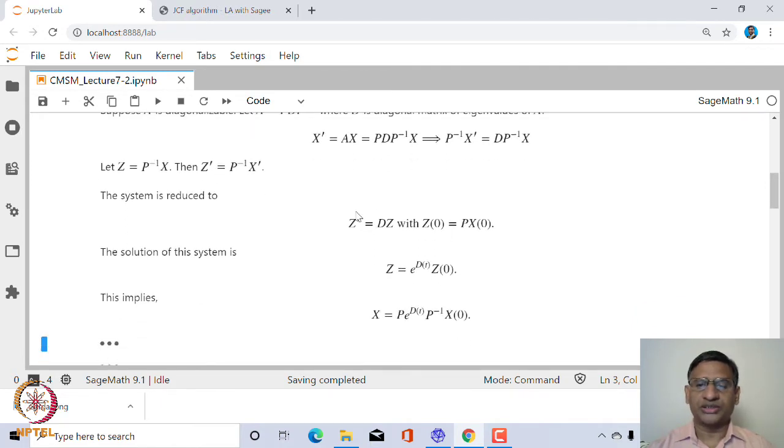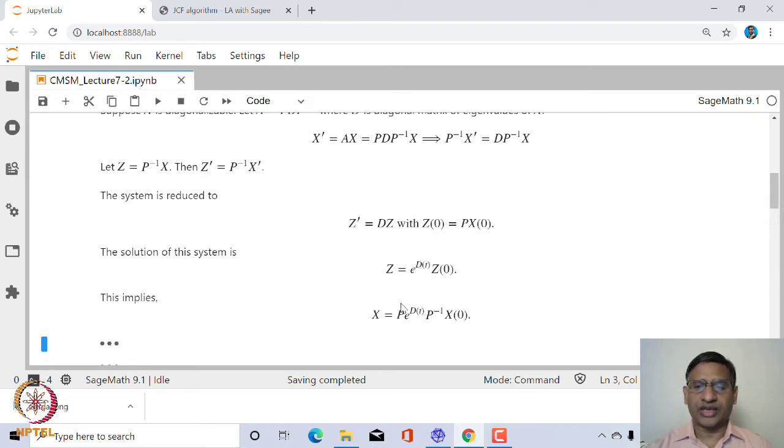So, what will be the solution of this system? This will be z is equal to e to the power Dt, that is D times t, into z at 0. Here e to the power Dt is a diagonal matrix with exponential of lambda 1 t, exponential of lambda 2 t, exponential of lambda 3 t as diagonal entries, multiplied by z naught. That is the solution. So, in case the matrix is diagonalizable, the solution can be obtained by taking the exponential of a diagonal matrix, and the diagonal entries are nothing but eigenvalues.